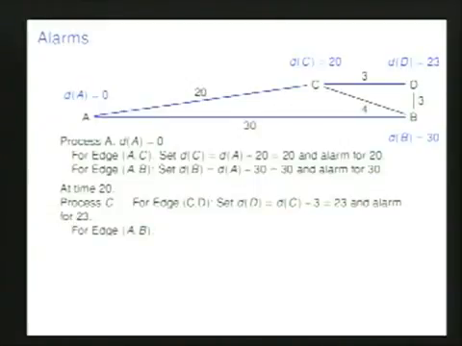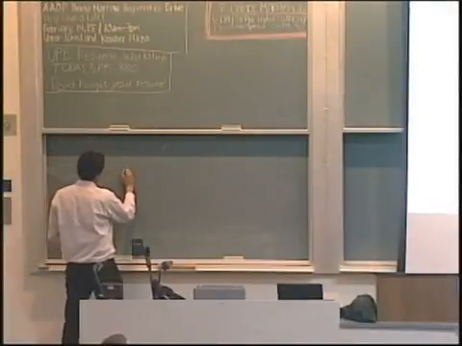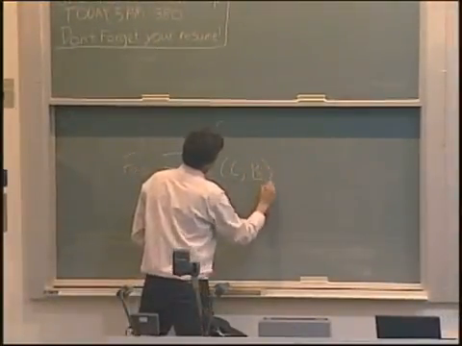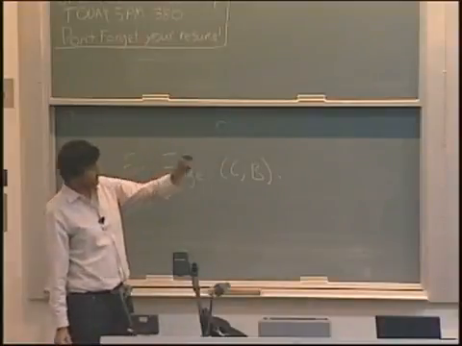Okay, so for edge CB, now something interesting happens. Oh, this is the most interesting edge. What happens for this edge if we look at the graph?